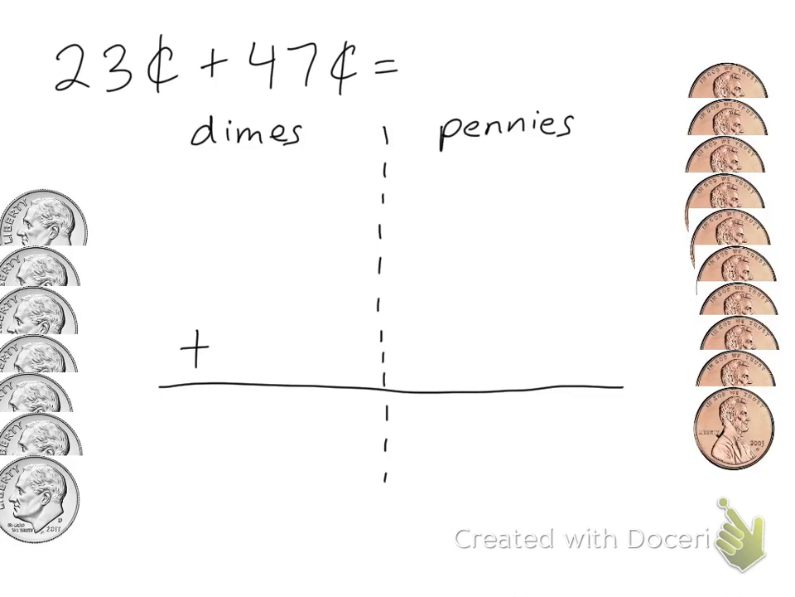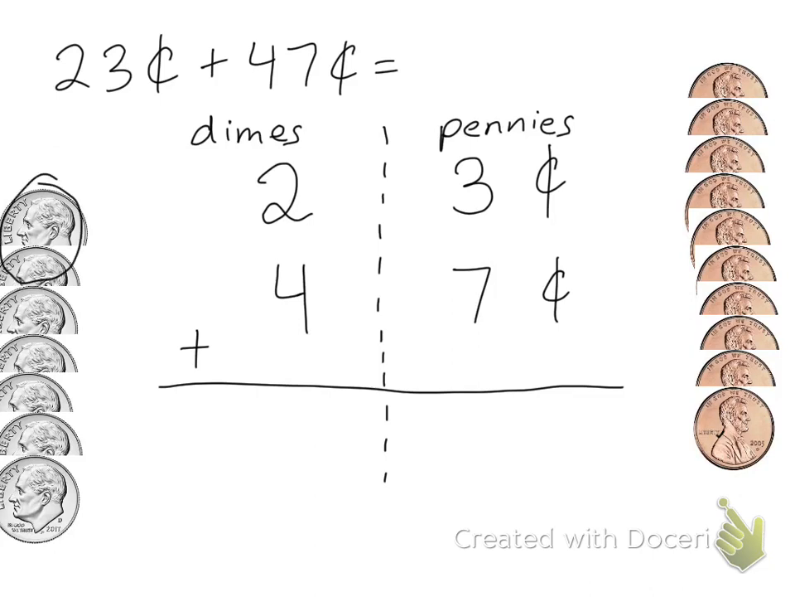So I'm going to write this problem so that one number is above the other. So I'm going to put 23, there's 2 dimes and 3 pennies. And then I have 4 dimes and 7 pennies. If I wanted to show that, I'd have 2 dimes and 3 pennies, and then I'd have 4 dimes and 7 pennies.